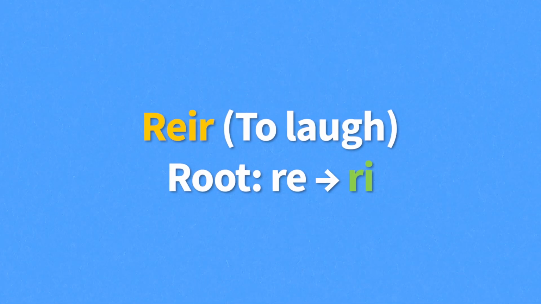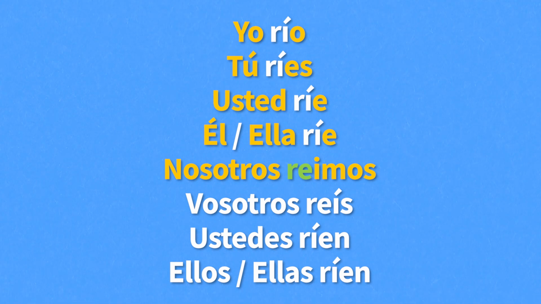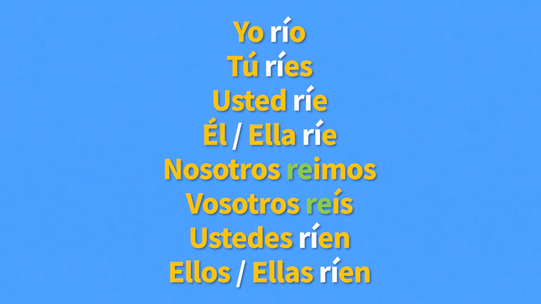Then we have the verb reír, or to laugh, which is also irregular. Yo río, tú ríes, usted ríe, él, ella ríe, nosotros reímos, vosotros reís, ustedes ríen, ellos, ellas ríen.